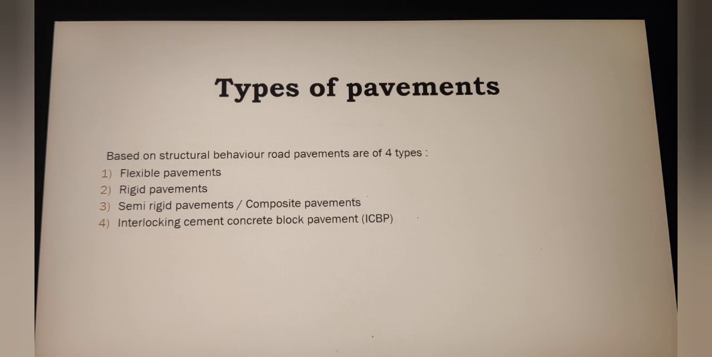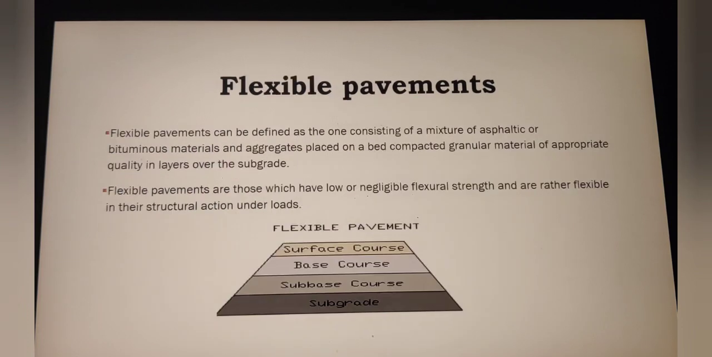So next we will see the different types of pavement. These are the different types of pavement: flexible, rigid, semi-rigid and the interlocking cement concrete block pavement. So first one is the flexible pavement.